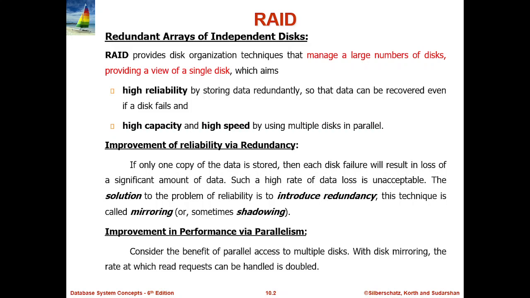Improvement of reliability via redundancy. If only one copy of the data is stored, then each disk failure will result in loss of a significant amount of data. Such a high rate of data loss is unacceptable. The solution to the problem of reliability is to introduce redundancy. This technique is called mirroring or sometimes shadowing.